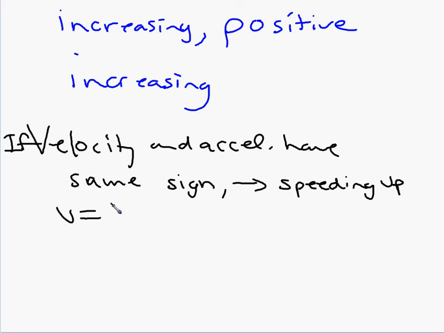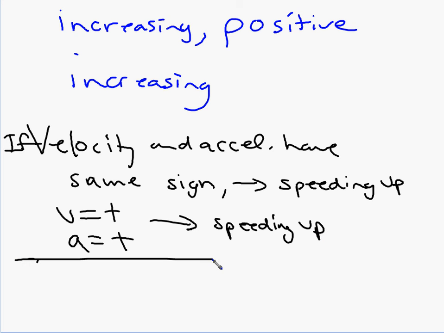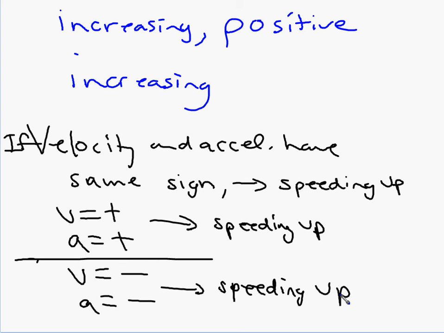If my velocity is positive and my acceleration is positive, then it is speeding up. If I'll draw a little line here, if my velocity is negative and my acceleration is negative, it is also speeding up. It just happens to be speeding up in the negative direction. Okay? So if the signs of velocity and acceleration are the same, the particle or the object is speeding up.